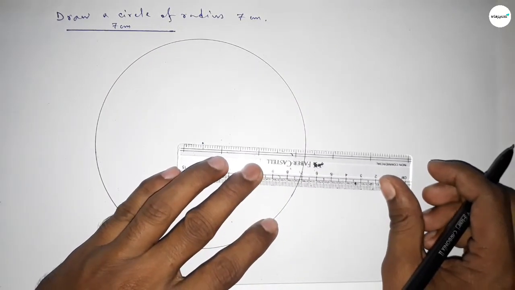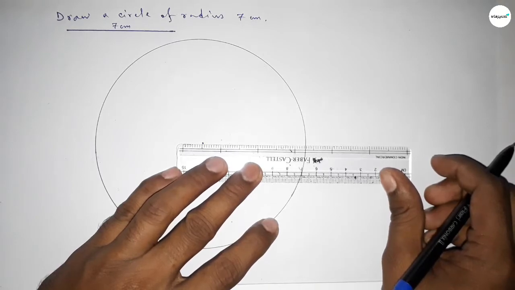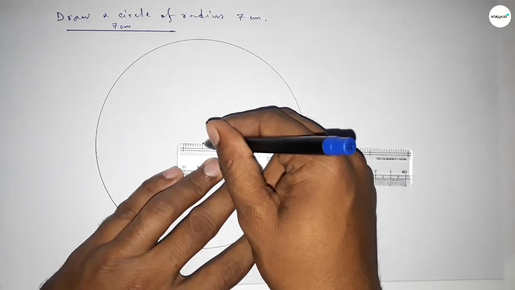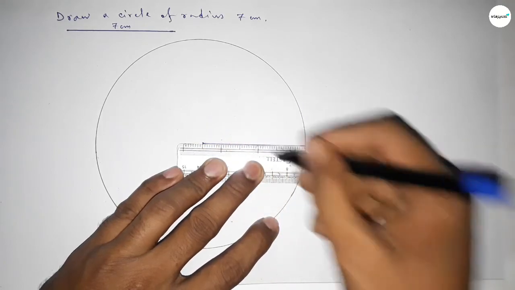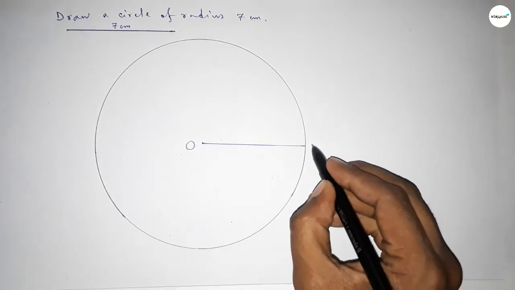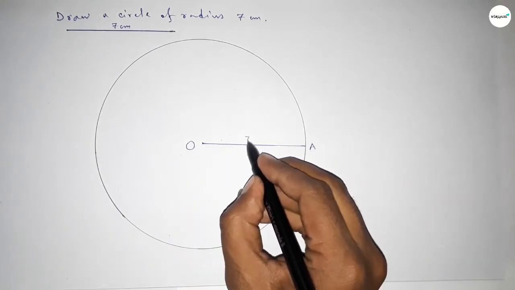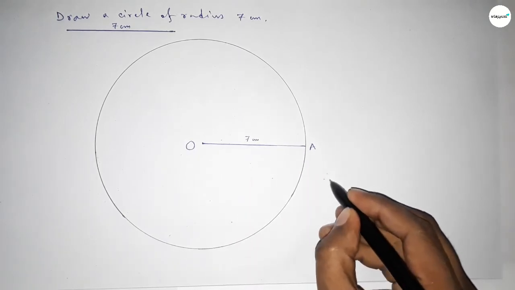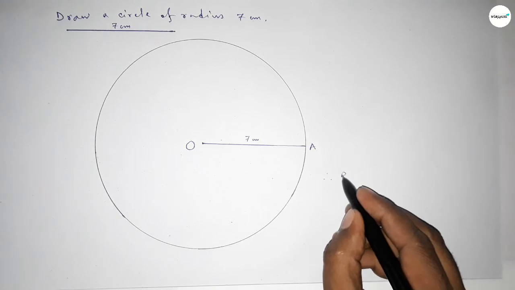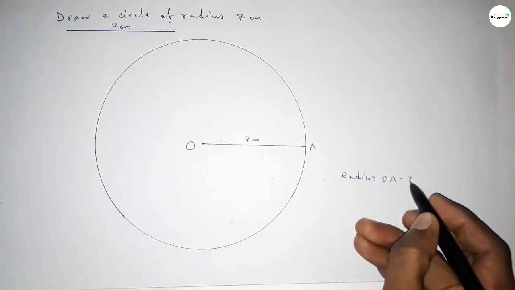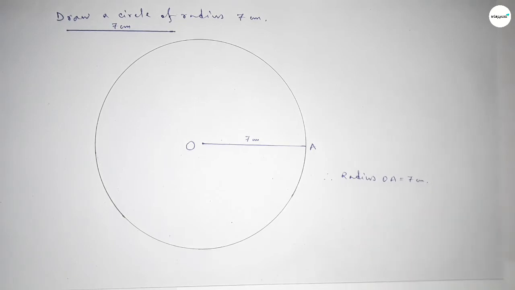Now joining this, and which is the radius of this circle. So now joining this one and taking here center O and here A. So OA equal to 7 centimeter. So therefore radius OA equal to 7 centimeter.